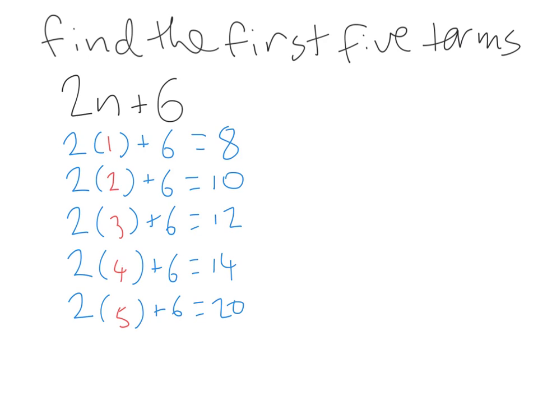So this sequence, the way it should be written out, is 8, 10, 12, 14, 20, ... to indicate that it's going on forever.